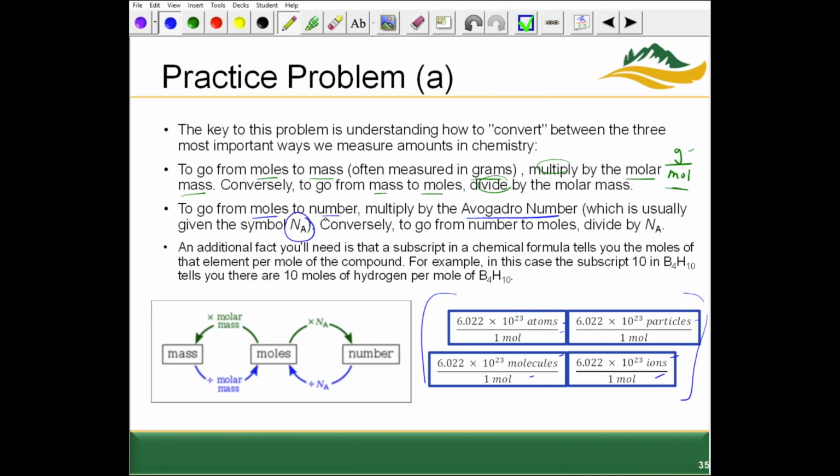And again, we have to be careful to either have Avogadro's number in the numerator. We know we can switch these around too to have Avogadro's number in the denominator. What we'll also need here is that the subscripts in a chemical formula tell us the number of moles of that element per mole of the compound. Here we have a formula of B4H10. That means there are 10 moles of hydrogen per 1 mole of B4H10.